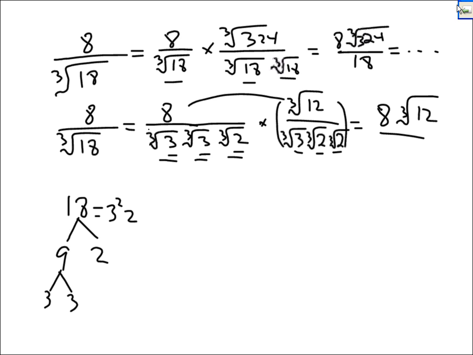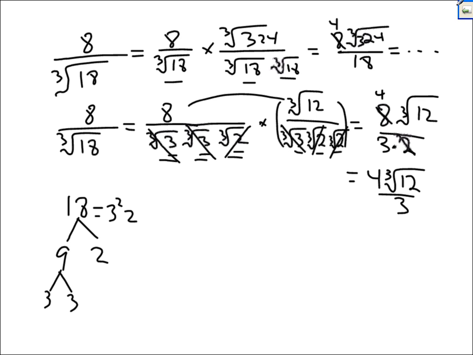And in the bottom, cube root of 3 times itself 3 times is 3. Cube root of 2 times itself 2 times is 2. And 2 goes into 8 4 times. It's 4 times the cube root of 12 over 3. On the top, I guess we could have said this is 4 over 9.